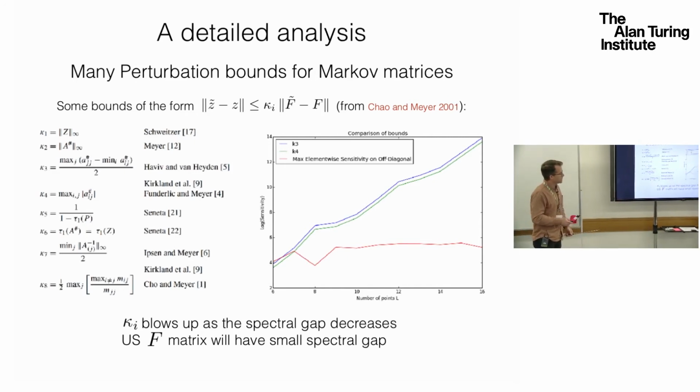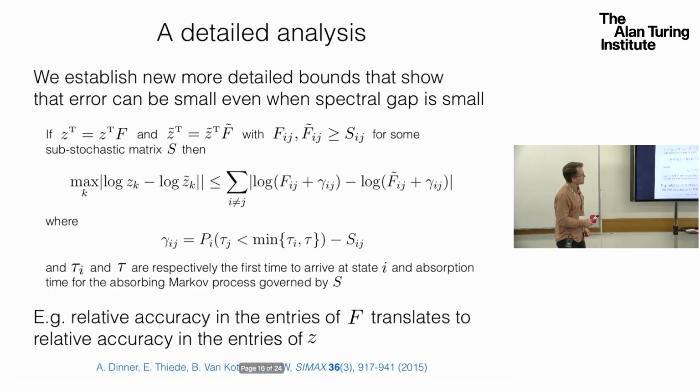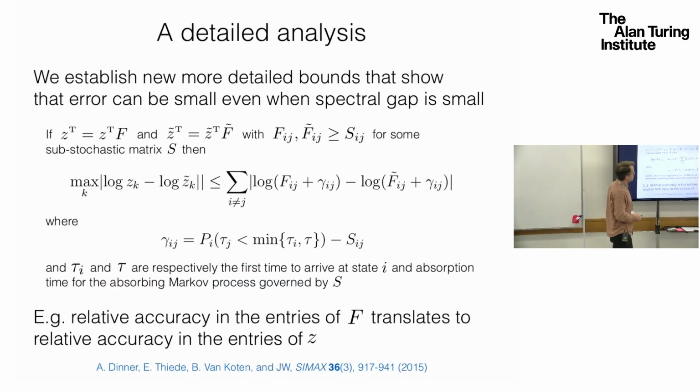and come up with a more detailed bound. So a bound that takes into account really the kind of perturbations that are typically made in umbrella sampling. So this is a bit of a complicated bound, but let me just point out that, first of all, there should only be one bar there. This is a measure of the relative accuracy in the z's, in the entries of the eigenvector. That's important because, like I said, a lot of times we're interested in small probabilities. It's not enough to just have absolute accuracy. This is relative accuracy because it's the difference of the logs.